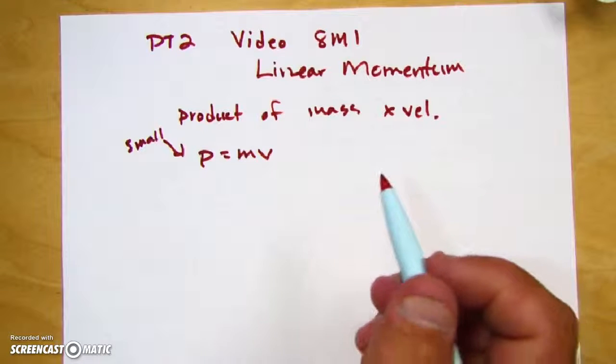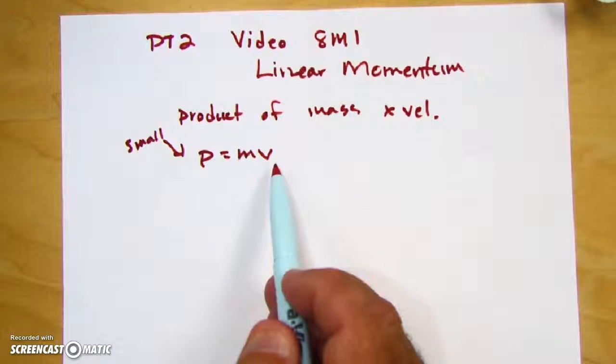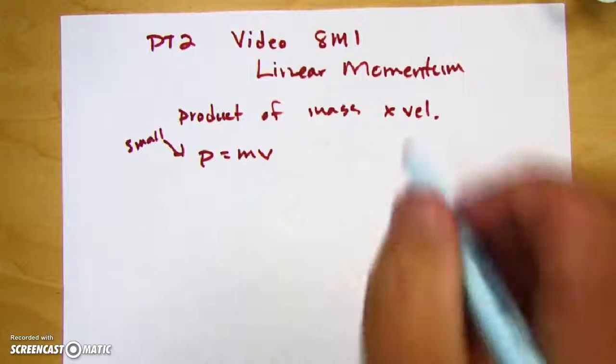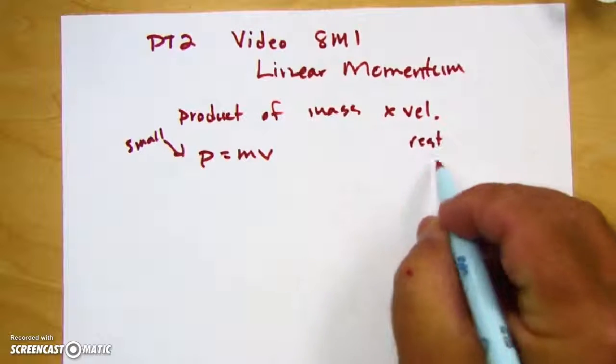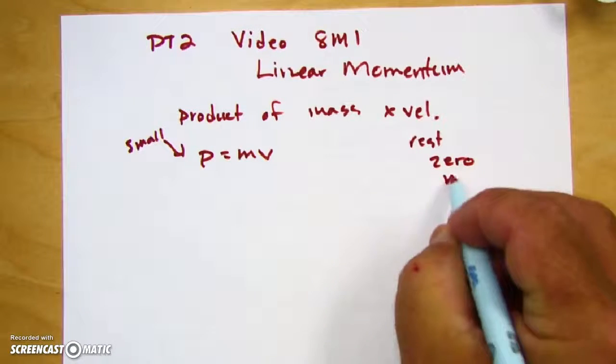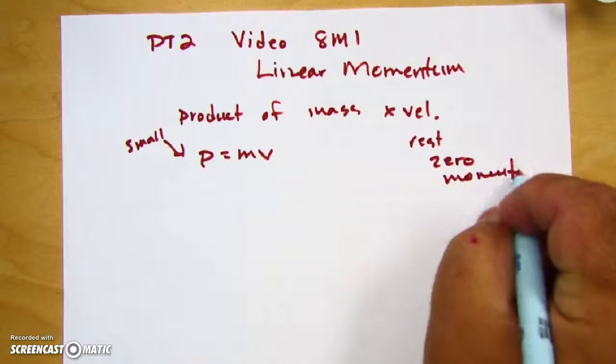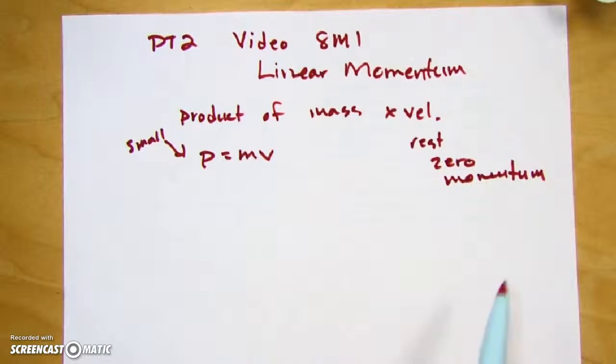How do you have zero momentum? If you have zero velocity. So when you're at rest, you have zero momentum. You're not moving. Once you get moving, you have some momentum.